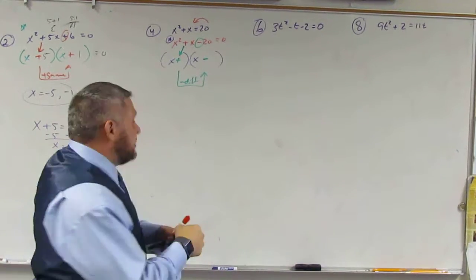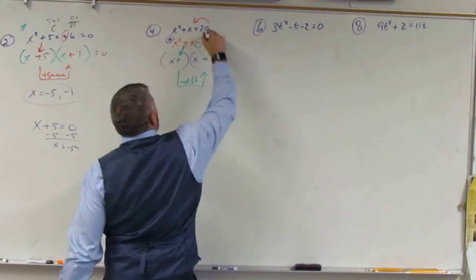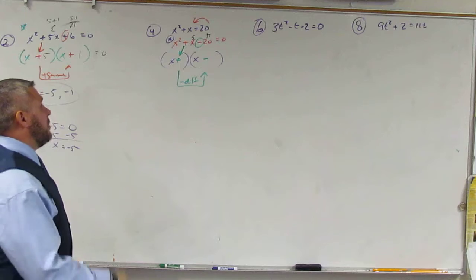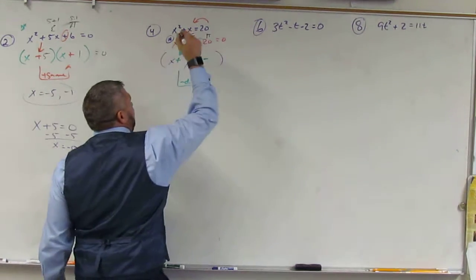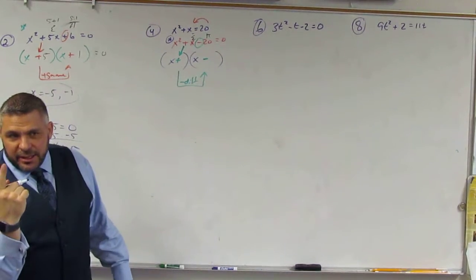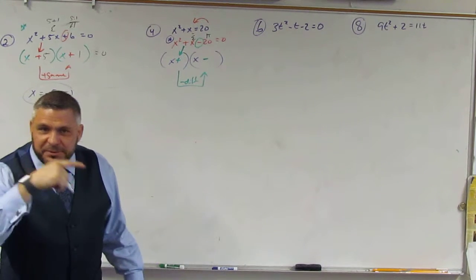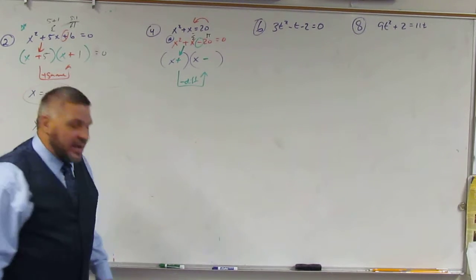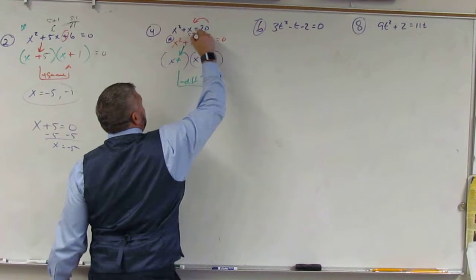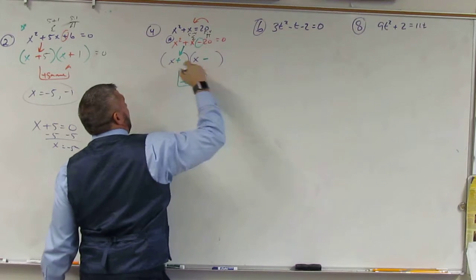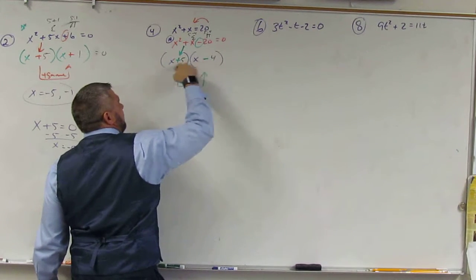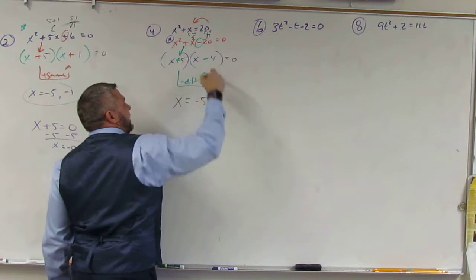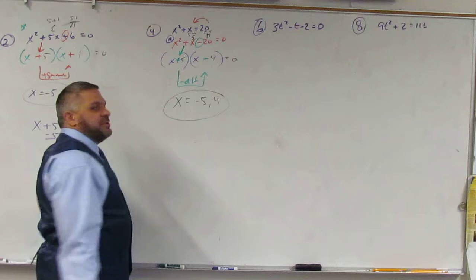Okay? Again, what's the product? What's the sum? The product and the sum. The product is 20. What multiplies to be 20 but subtracts to be 1? What multiplies to be 20 and subtracts to be 1? 5 times 4. Okay? So 5 and 4. Remember, big number first. Okay? And then it solves. X equals -5. X equals 4. There's your answer.